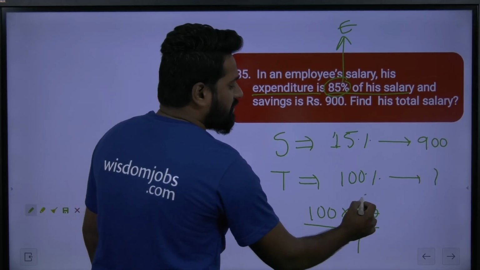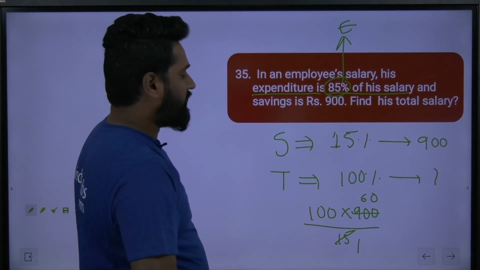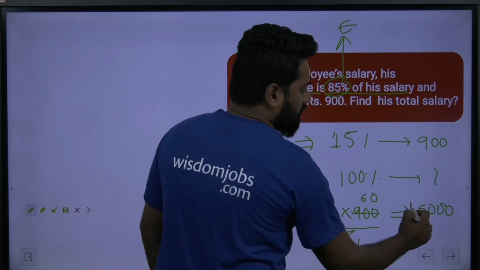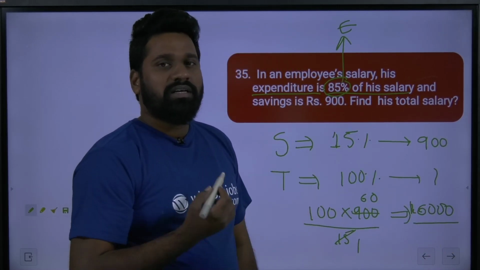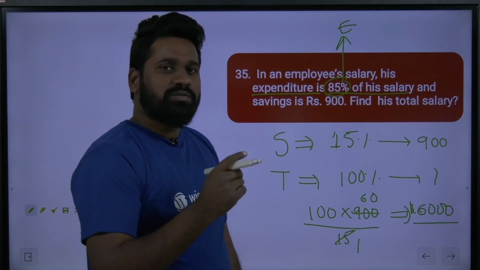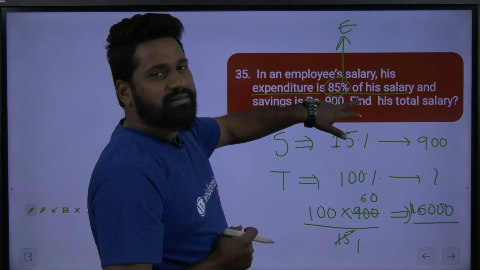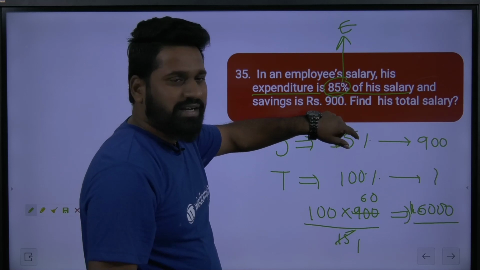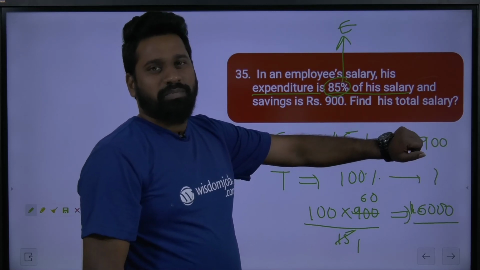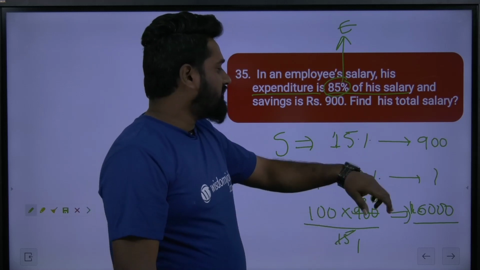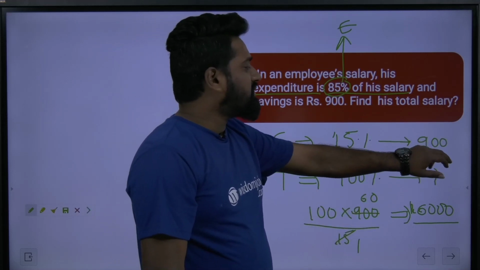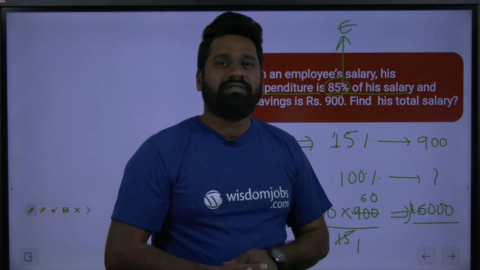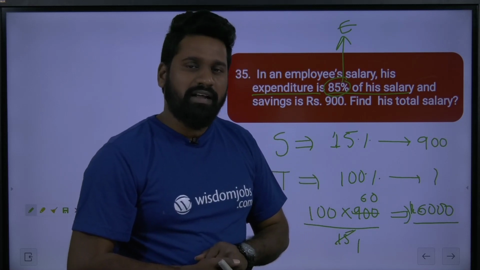So 15 ones are 15, 15 sixes are 90, so 60 is 900. What does the total salary become? 60 into 100. 6,000 rupees is the total salary. Is it clear? So it is the same question as the previous one, but here expenditure is given in terms of percentage and savings is given. So savings indicates 15%, which is definitely 900 rupees, because both indicate savings only. This is given in terms of percentage, this is given in terms of rupees. That is why we are equating those two. So we are finding 100%, which is the total salary. Clear now? Right.